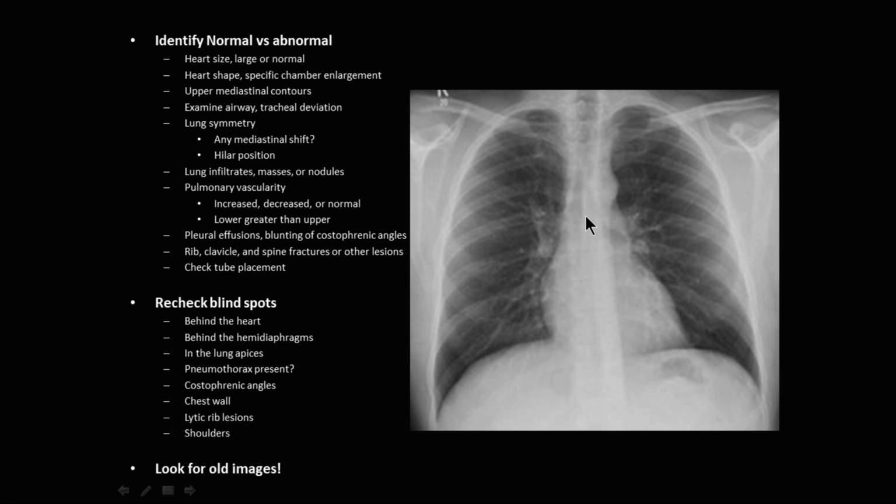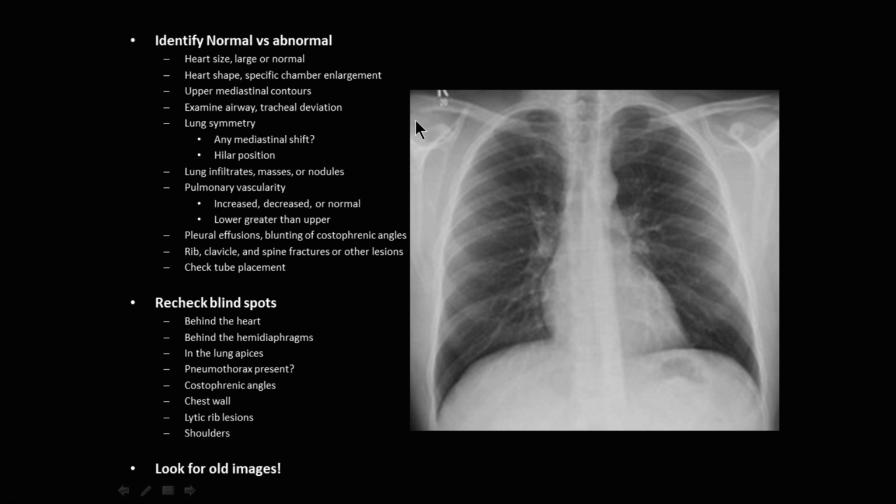Then once you've done your read, moving from medial to lateral and identifying all of your structures each time, you want to look behind the heart. Look behind the diaphragms. You want to look at the lung apices. You want to see, is there a pneumothorax that's obvious? You want to look at the chest walls. You want to look for lytic lesions or fractures again. Look at the shoulders if they're apparent and look at them bilaterally.